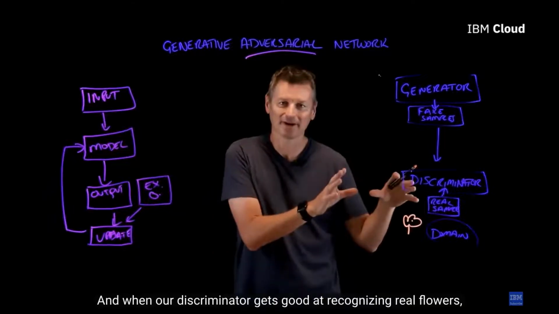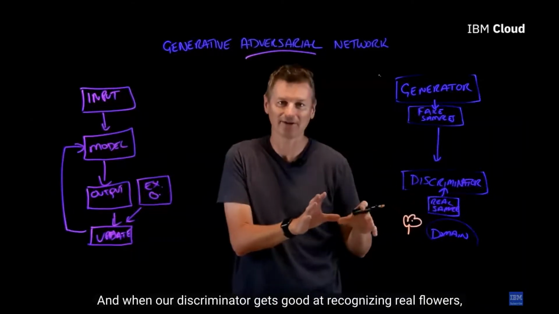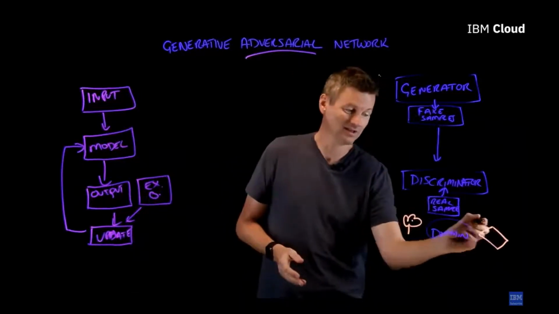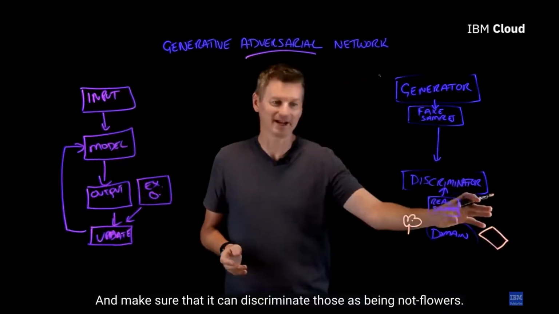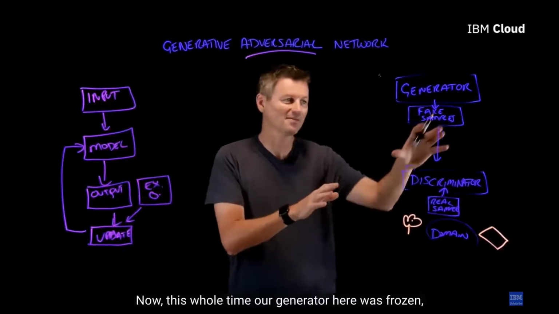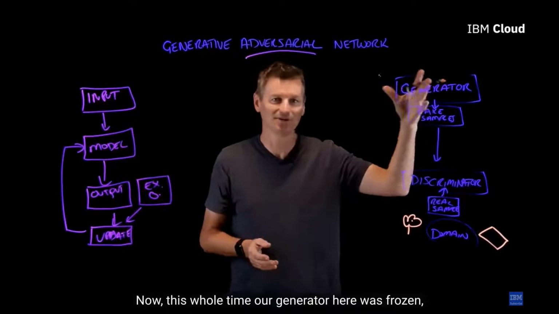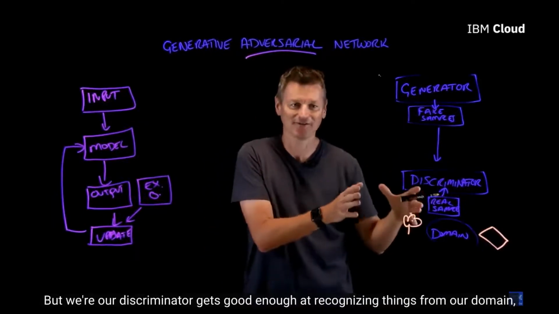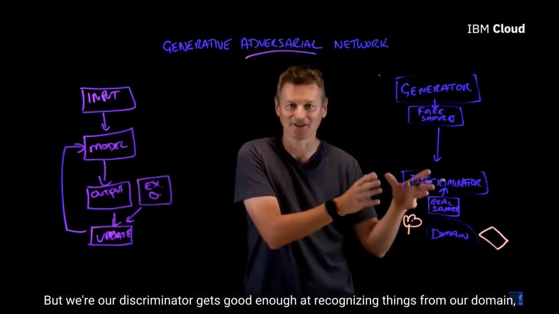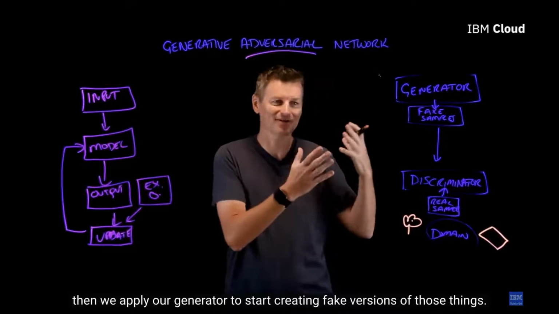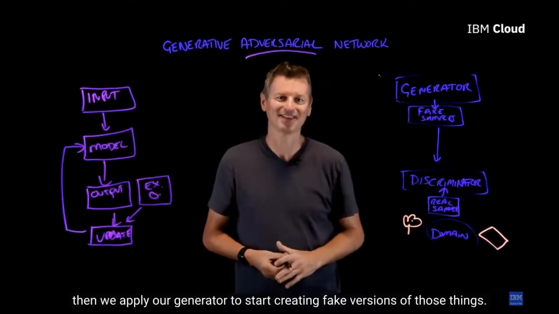And when our discriminator gets good at recognizing real flowers, then we'll feed in some shapes that are not flowers at all and make sure that it can discriminate those as being not flowers. Now, this whole time, our generator here was frozen. It wasn't doing anything. But when our discriminator gets good enough at recognizing things from our domain, then we apply our generator to start creating fake versions of those things.